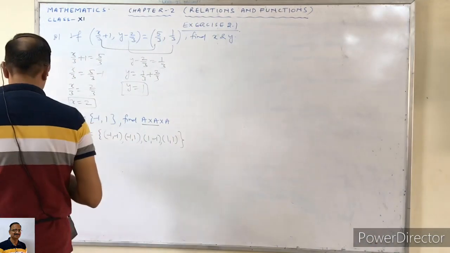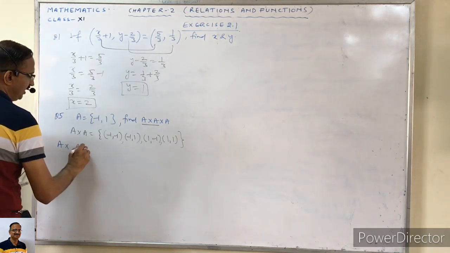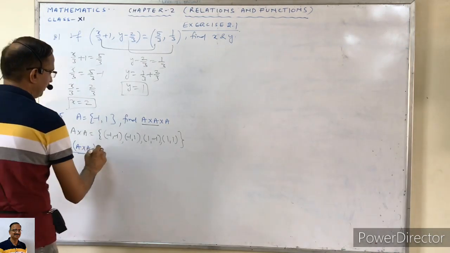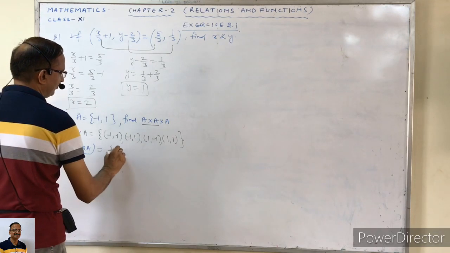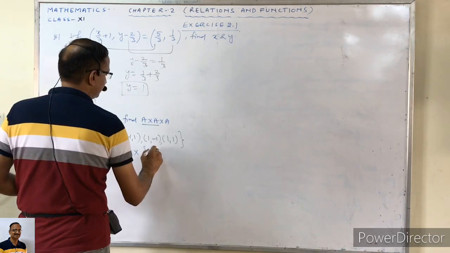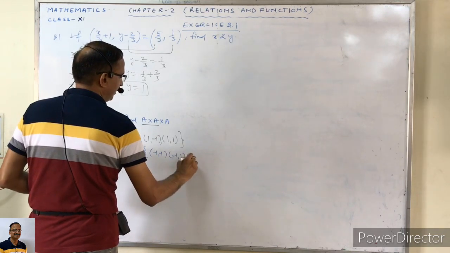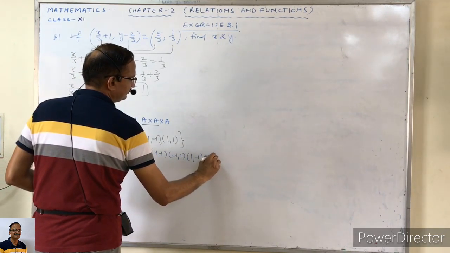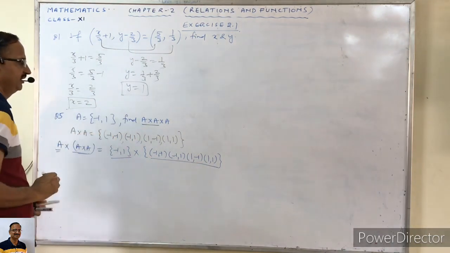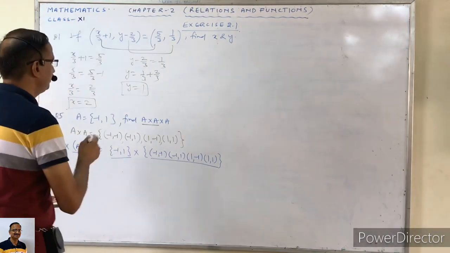Now we will find A cross A cross A. Okay, children? So what is A? A is minus 1, 1. What is A cross A? A cross A is minus 1, minus 1, then minus 1, 1, then 1, minus 1, then 1, 1. So this is A cross A and this is A. So we will find the combinations of these two sets.